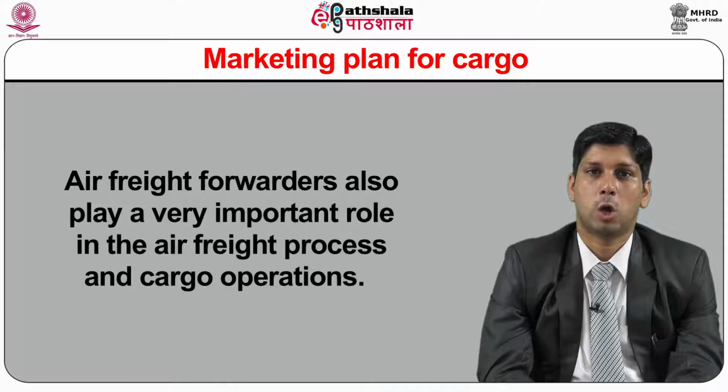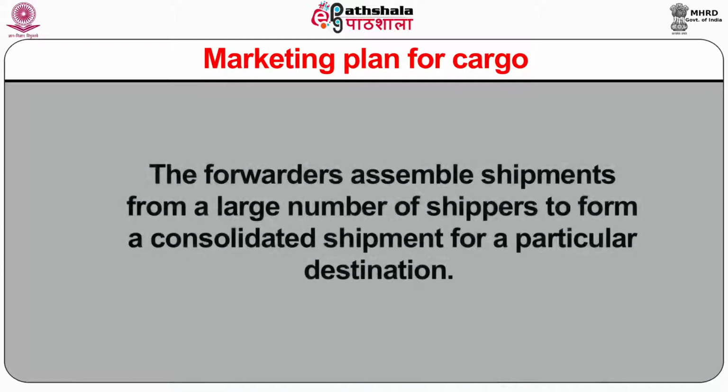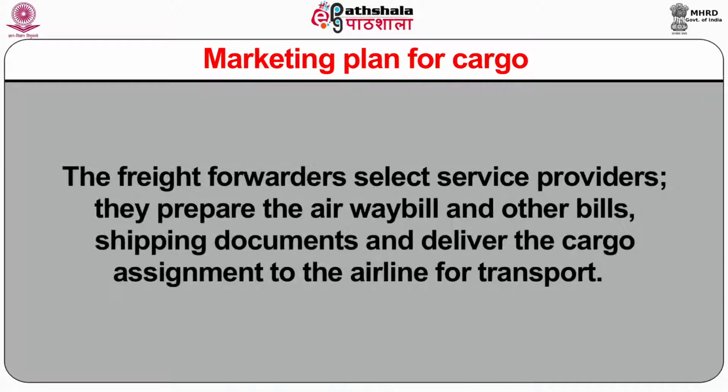Air freight forwarders also play a very important role in the air freight process and cargo operations. The forwarders assemble shipments from a large number of shippers to form a consolidated shipment for a particular destination. The freight forwarders select service providers. They prepare the airway bill and other bills and shipping documents, and deliver the cargo consignment to the airline for transport. In the case of international shipments, the freight forwarders will arrange for customs clearance and excise clearance at the destination airport. In some cases, freight forwarders are also expected to deliver the material to the consignee.